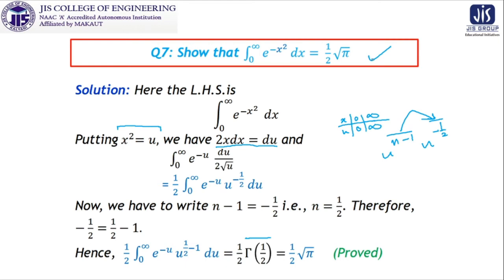Again I am emphasizing the same thing: what we are doing is converting the problem into the standard structure of the gamma function, and then we are using the property of the gamma function to get the result. We are not performing any steps of integration.